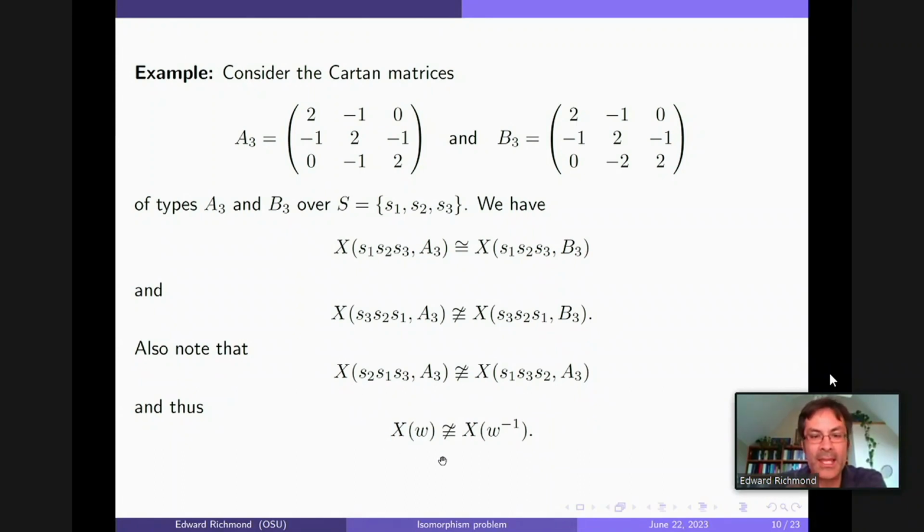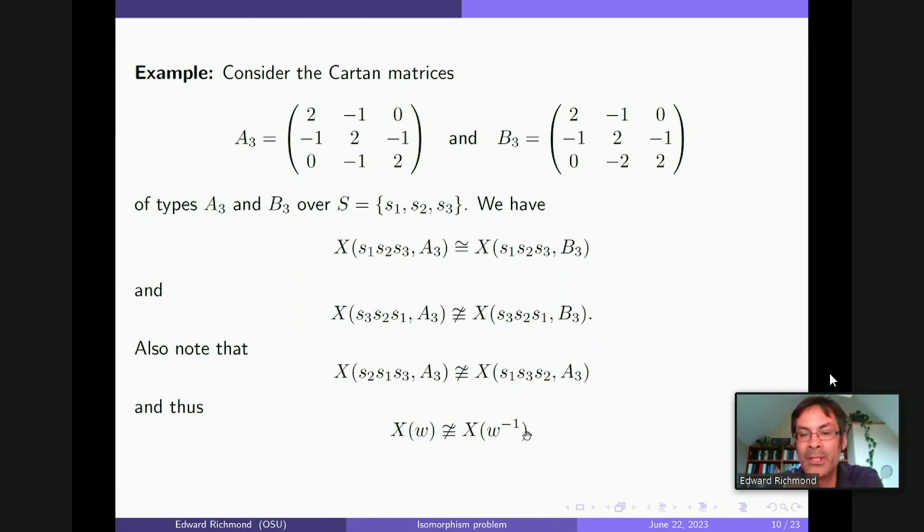And what this is saying is that a Schubert variety indexed by W is not necessarily isomorphic to the Schubert variety indexed by its inverse. Which is something I actually thought was true for a little while, but now after working on this, I realized this is almost never true.